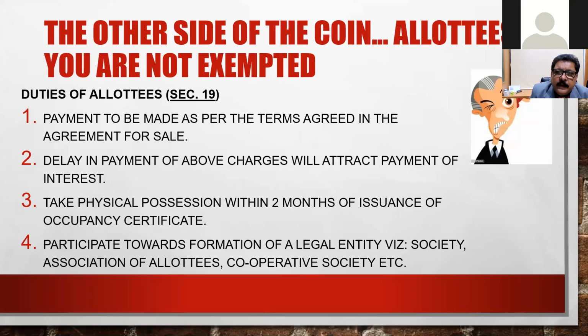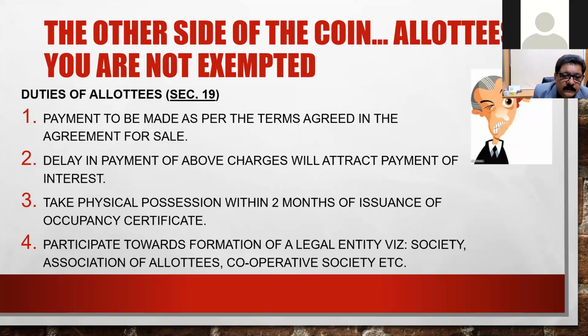The other side of the coin, allottees, you are also not exempted. Duties of allottees, that is section 19. Payment to be made as per the terms agreed in the agreement for sale. Delay in payment of above charges will attract payment of interest. Take physical possession within 2 months of issuance of the occupancy certificate. Participate towards the formation of a legal entity with society, association of allottees or cooperative society, etc.